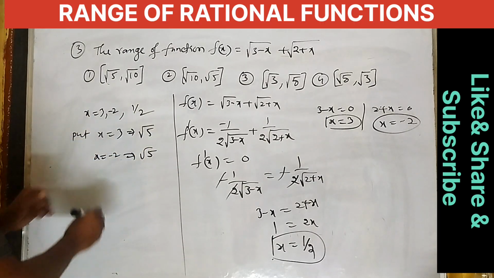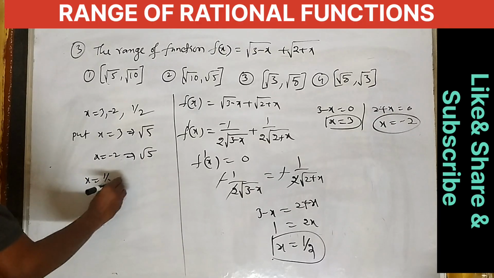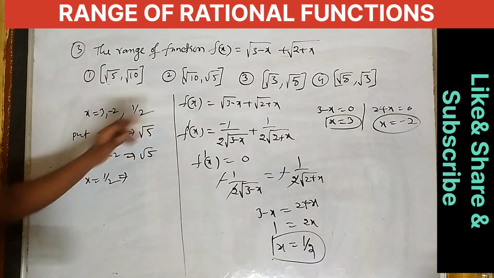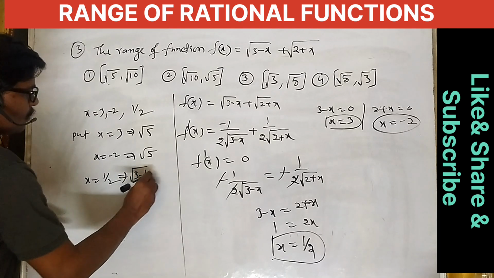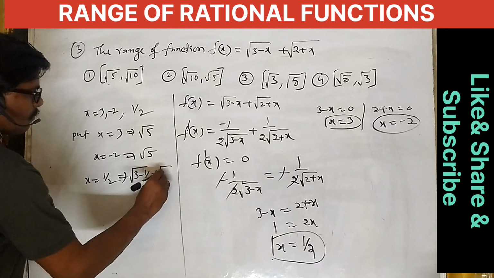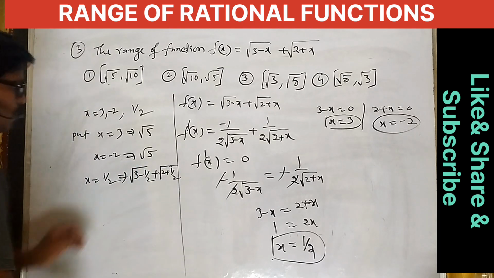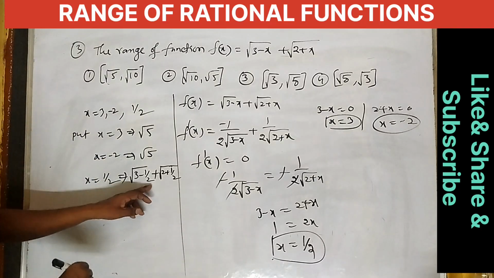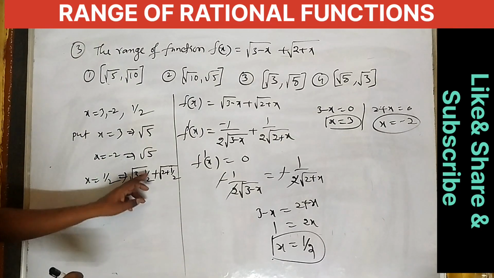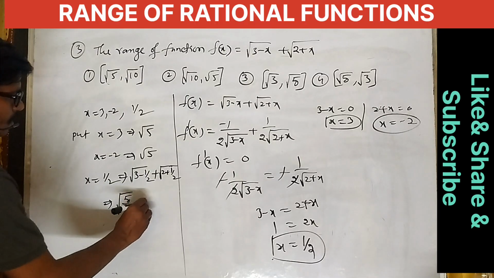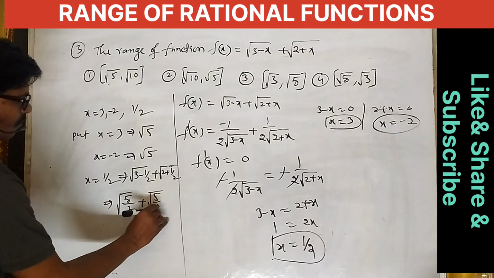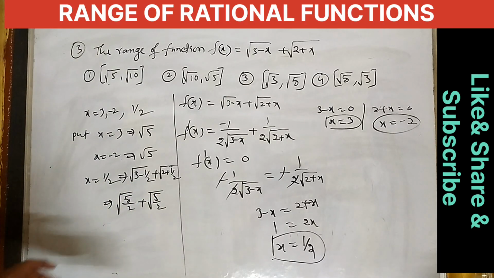Next, another one, x is equal to 1 by 2. That implies square root of 3 minus 1 by 2 plus square root of 2 plus 1 by 2. That implies root of 5 by 2 plus this is also root of 5 by 2, so root of 5 by 2 plus root of 5 by 2.